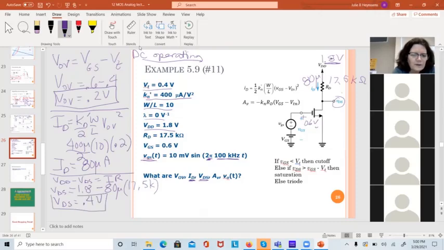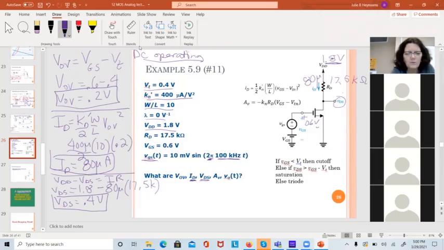So we got our VDS, we got our ID, we got our overdrive voltage. We can use that formula to calculate the gain. The gain is KNRD times VGS minus VT. Remember, KN is just KN prime W over L. And VGS minus VT is VOV.